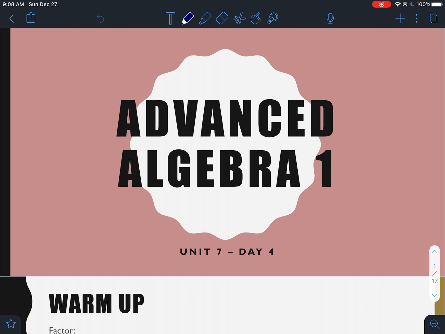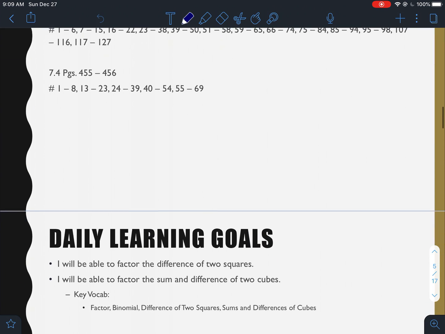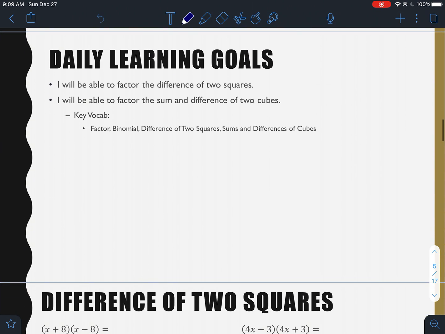These are your notes for Unit 7, Day 4 of Algebra 1. If you would like to see your warm-up, the review question, or any homework questions we covered in class today, just look at the finished notes.